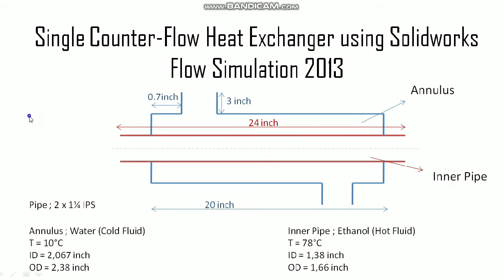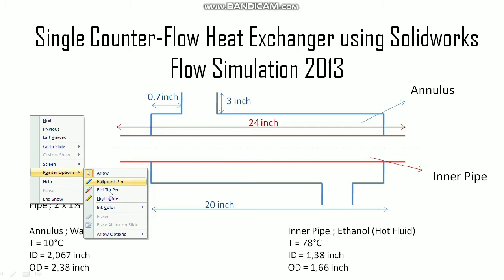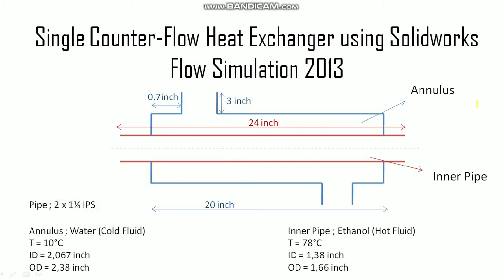So here I've got a design of a double pipe heat exchanger. In this type of heat exchanger, we all know that it consists of an annulus and an inner pipe. In the annulus flows the cold fluid, and in the inner pipe flows the hot fluid. We have water as our cold fluid, and water will enter the annulus at a temperature of 10 degrees Celsius, and we have ethanol as our hot fluid, and ethanol will enter the inner pipe at a temperature of 78 degrees Celsius.